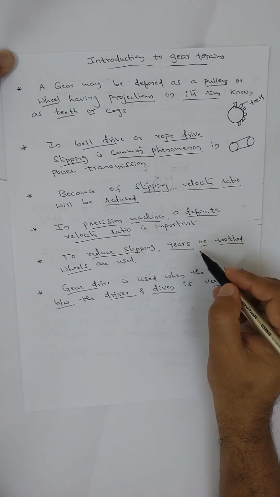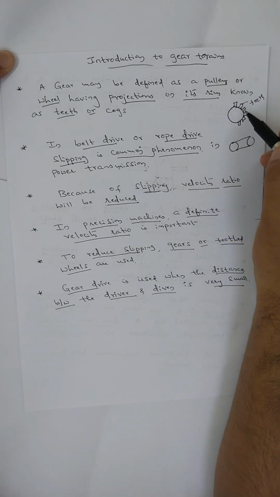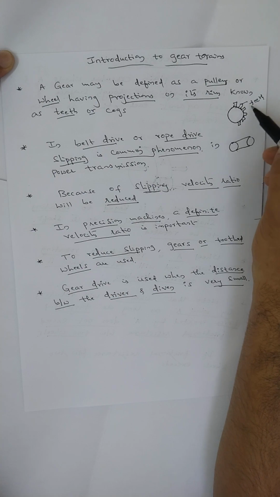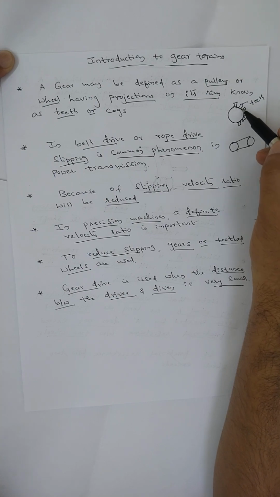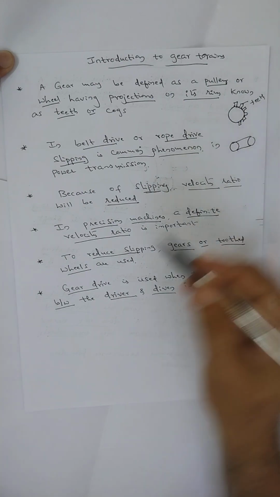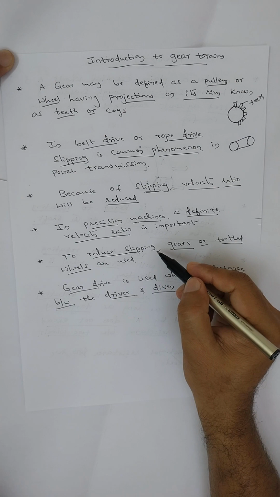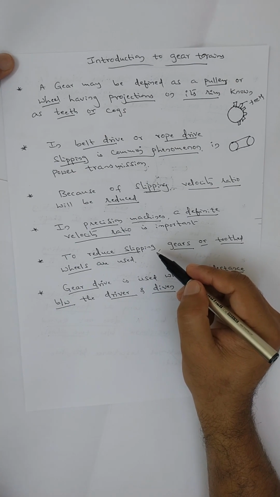As I said, the gears have projections like teeth. These increase the velocity ratio and reduce the slipping. That's why we are introducing the gears and gear trains in this chapter.